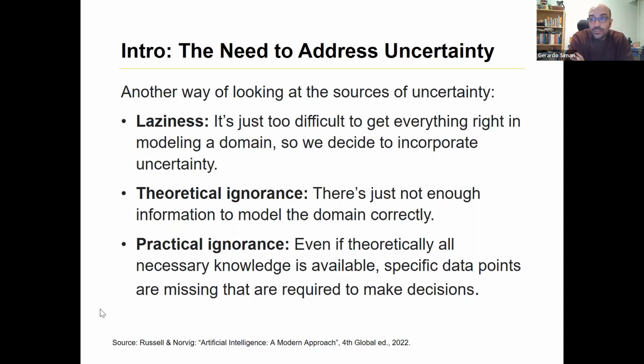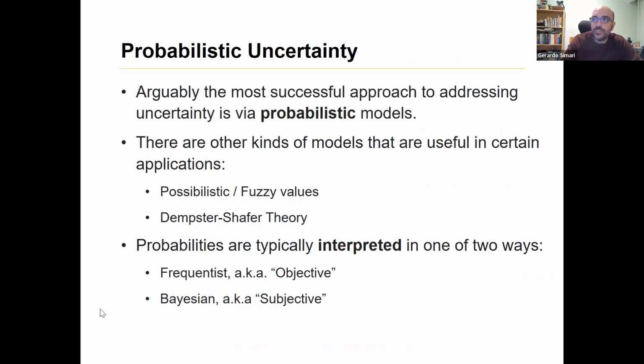The third one is practical ignorance. Even theoretically, you have all the necessary knowledge. Maybe for specific data points, you have information that's missing. For instance, in some medical application, you might understand everything very well in order to make some sort of diagnosis with the patient, but the lab tests aren't done yet, so you don't have the data available for this patient in order to make a prediction. So that would be practical ignorance.